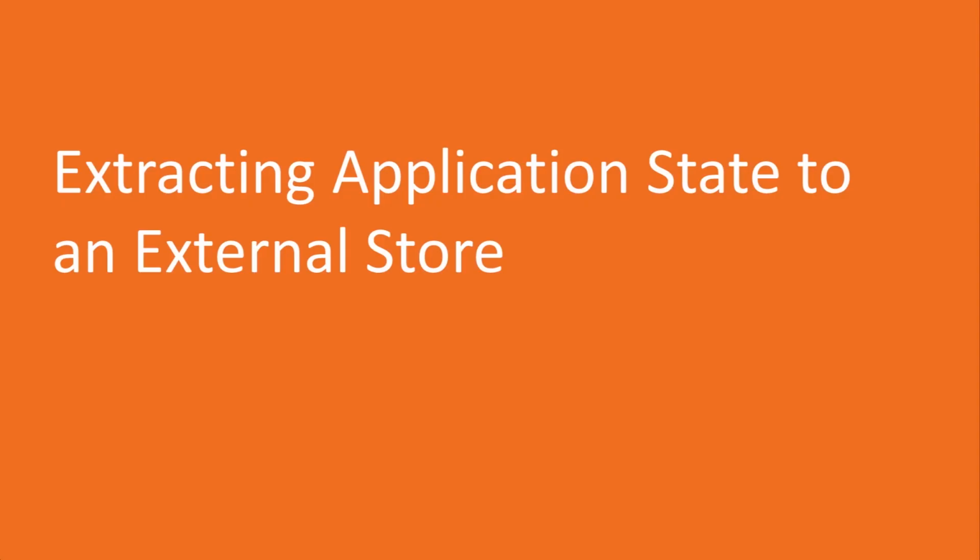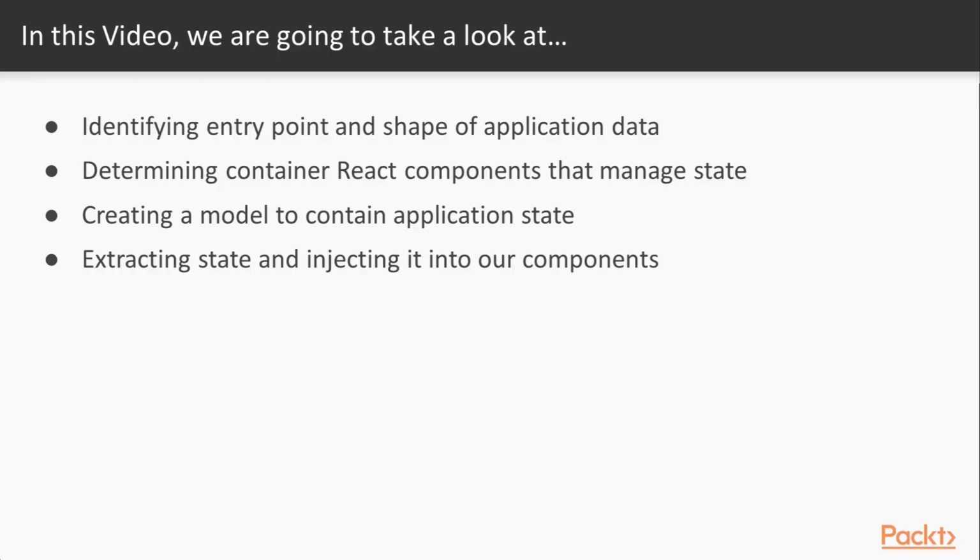In this video, we'll be going through application state and how to extract that into an external store. We'll identify an entry point and the shape of our application data and determine a container for a React component that manages that state for us. And then we'll create a model to contain that state and start extracting the state from our inner components into a container component and then inject it back into the inner components.